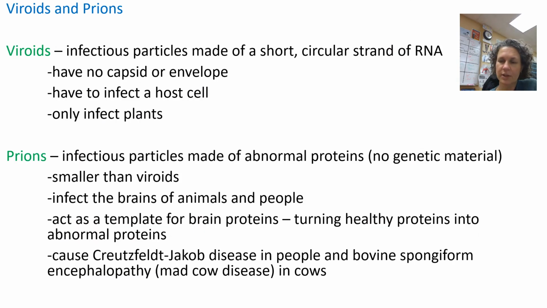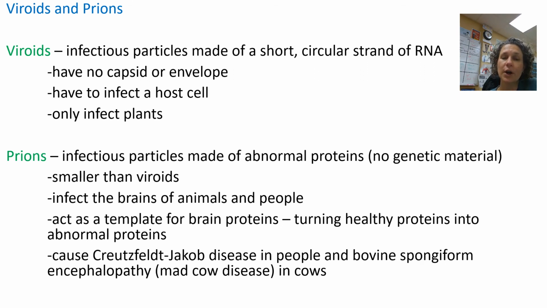Okay, now some special things that are classified as viruses: viroids and prions. Viroids are infectious particles that contain a little bit of RNA. They have no capsid, no envelope. They're just genetic material in an environment. They have to almost immediately affect a host cell. They don't survive just laying out on the ground somewhere.